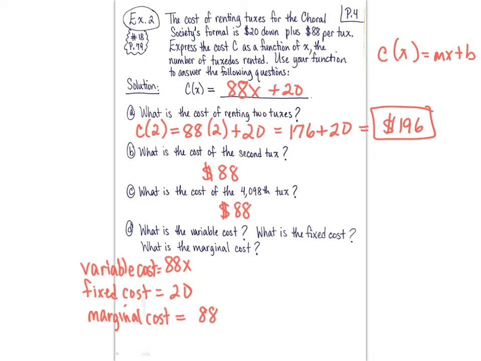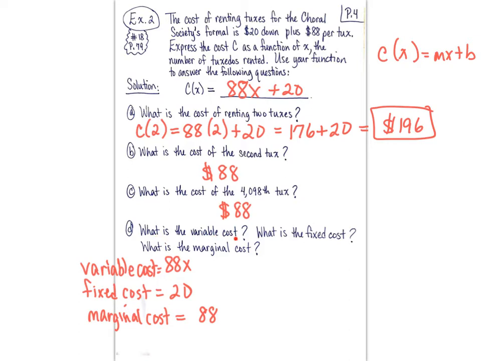Now, I asked, what is the cost of the second tux? Well, that's $88 as well. Why is that $88? Because remember, you put the $20 down initially, okay? And you do not have to put that down every time you get another tux. So that's why it's just $88. Now, what is the cost of the 4,098th tux? That's $88 too, okay? It's just kind of a trick question.